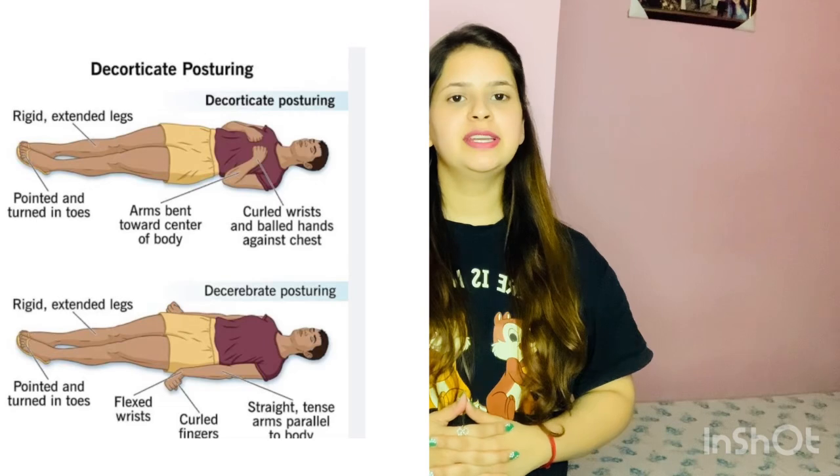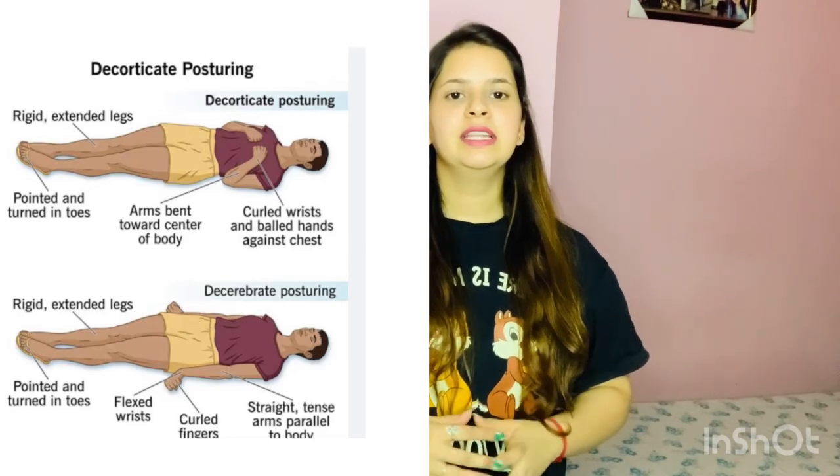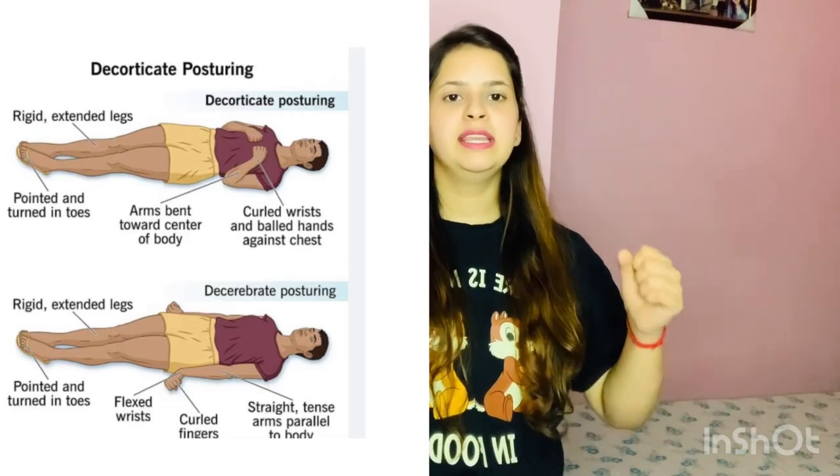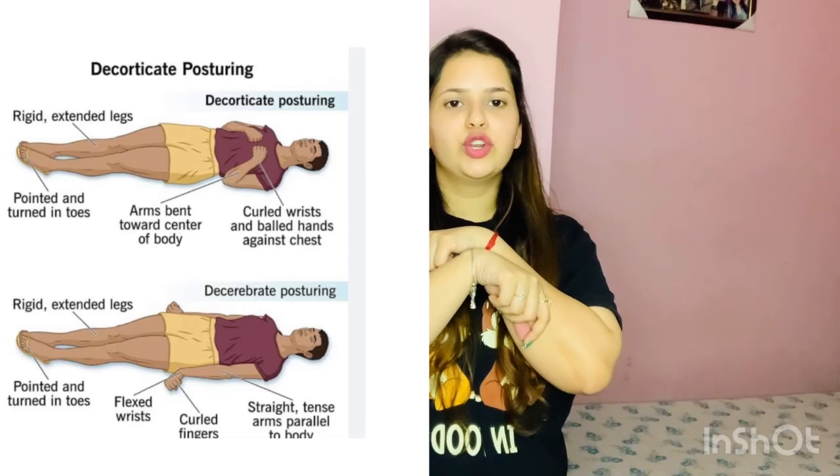In this posture, it is clearly visible that the arms are stiff and they are flexed towards the center of the body with the wrist curled up along with the fingers which are flexed. Okay, and the lower limb, it is rigid, extended, the knees are extended, ankle is plantar flexed, along with that it is turned inwards. So this is the presentation of the decorticate posture. The arms are flexed towards the chest and the lower limb is extended.